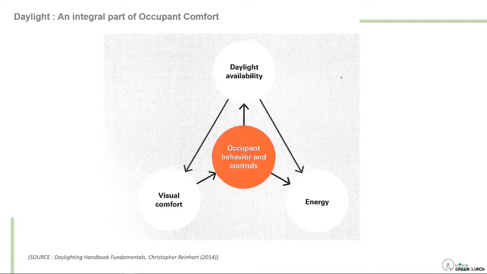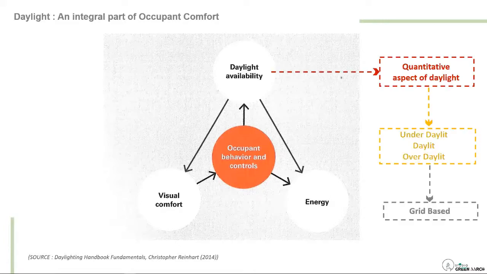So we'll only focus today on daylight availability and visual comfort. In daylight availability, we are talking about quantitative aspects of daylight, like whether it is an under-daylit area, a daylit area, or an over-daylit area. As you have already gone through the simulation aspects in the course, an under-daylit area can be quantified through the UDI lower value. I presume that you know what UDI is, useful daylight illuminance, and an under-daylit area would be less than something like 100, somewhere up to 300, as per the typology of the building.